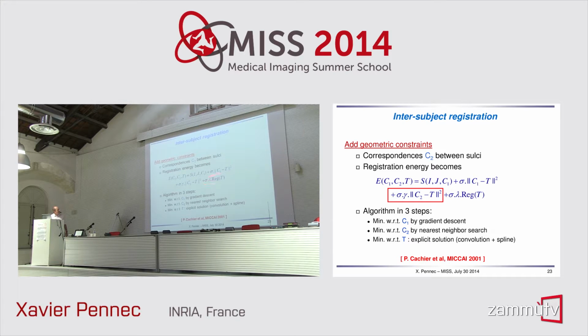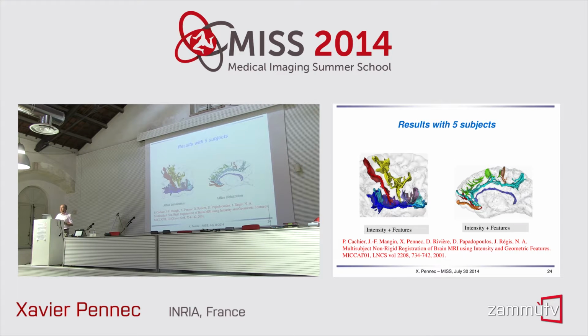And now we want the transformation to be regular. And here, once again, there is an explicit solution for the transformation, which will be a combination between a convolution for the dense correspondences and splines for the sparse correspondences between features. And this is working quite well for the case of sulci.